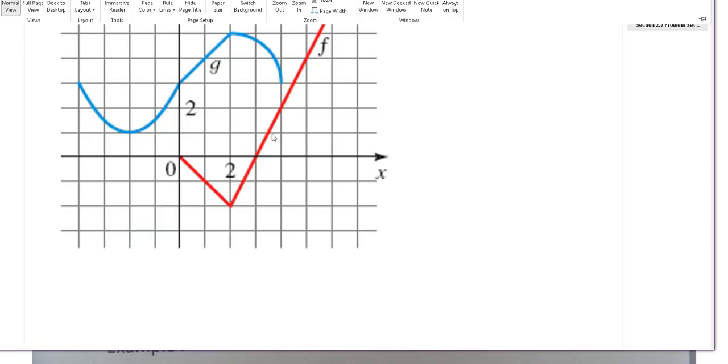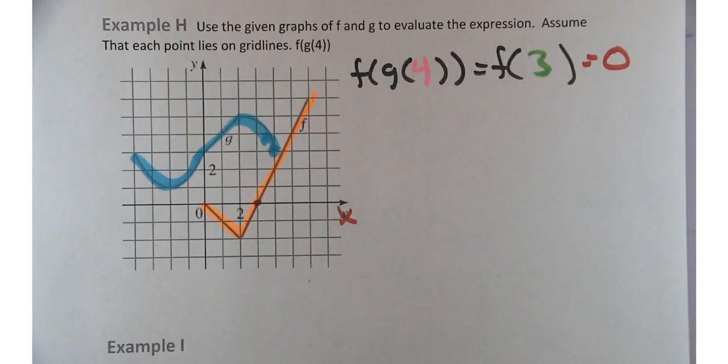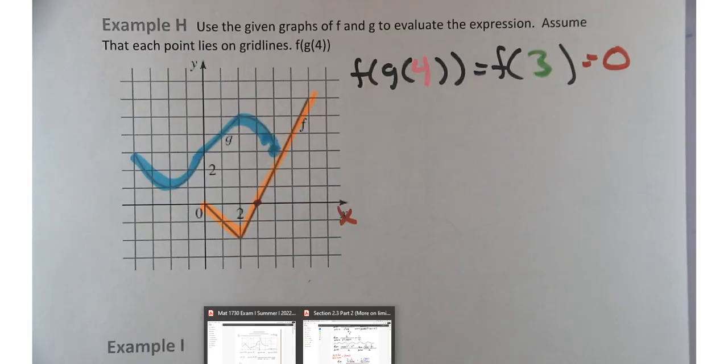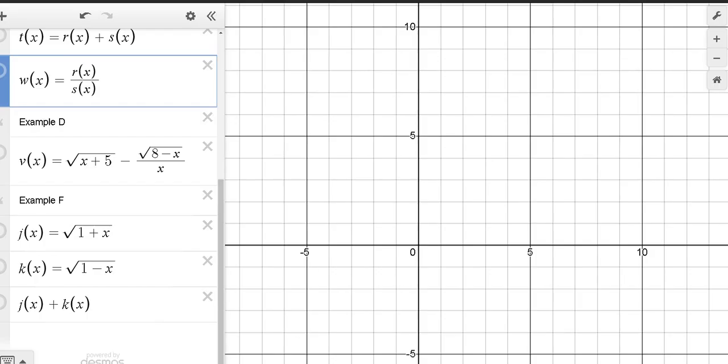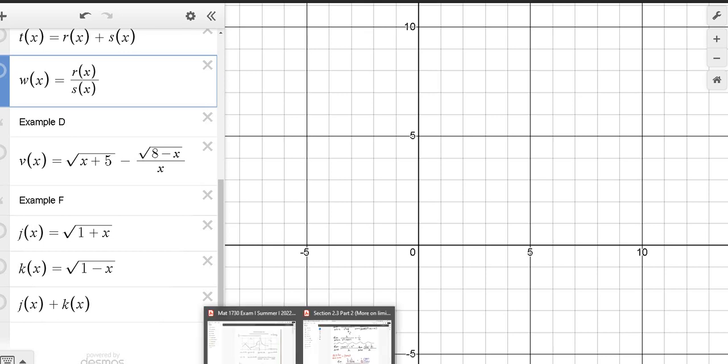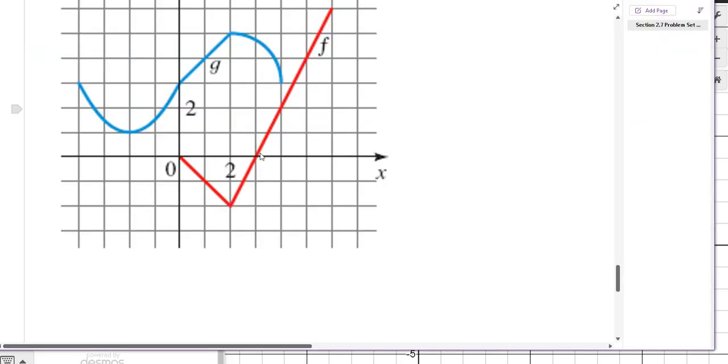And then when you look at g of 4 being 3, now you want to find f of 3. And f of 3 is just your y-coordinate for the value of x equal 3. And that's back here. And that just happens to be right on the x-axis. So your y-coordinate is 0. All right, thank you.